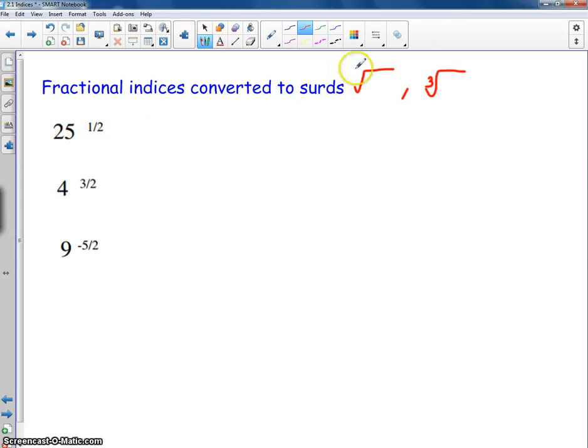Now, how can we turn that into a surd? If I tell you that 25 to the power of 1/2 is completely equivalent to the square root of 25, how would you know if that's correct? If you type 25 to the power of 1 over 2 into the calculator, you should find that it is 5. And we all know the square root of 25 is also equal to 5. Now how is that, by the way?